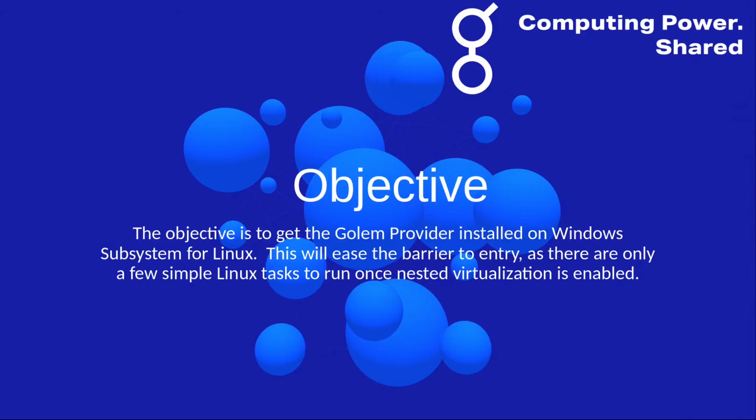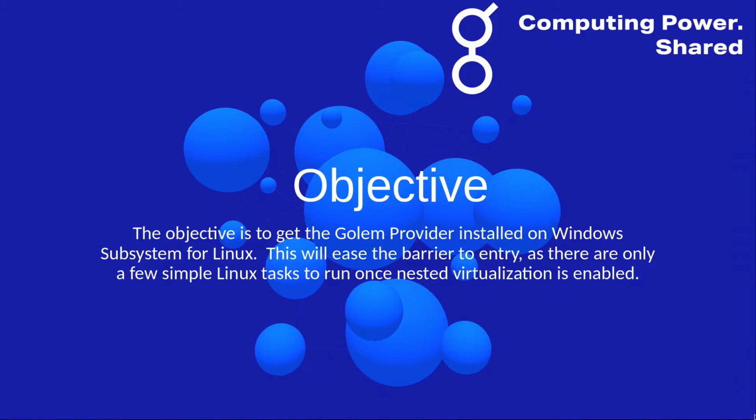So the objective was to get the provider installed on Windows inside the Linux subsystem kernel. Benefits of that is going to reduce the barrier to entry of setting up a provider. Once you're in, there's only a couple little things to do and you're up and rolling. I think I got it down to like 10 or 11 steps.